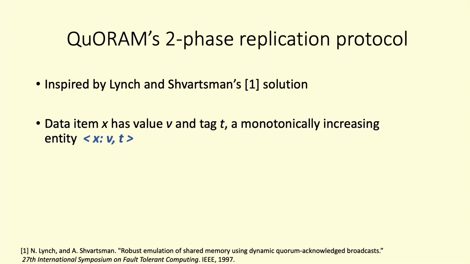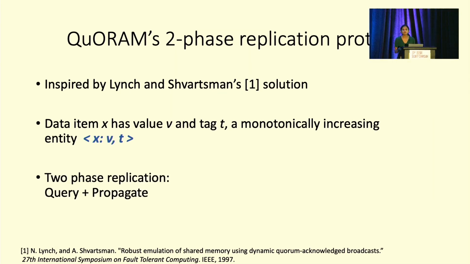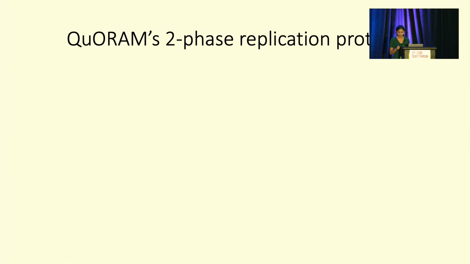Every data item in QuORAM has a value v and an associated tag t, which is a monotonically increasing entity. We can think of this as timestamp-based data stores. And the replication protocol is executed in 2 rounds, the query and the propagate phase, which looks like this.